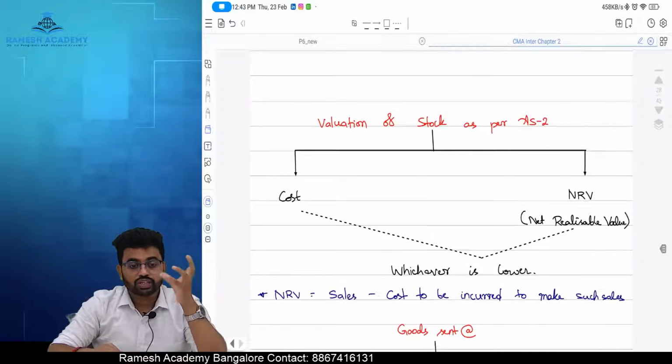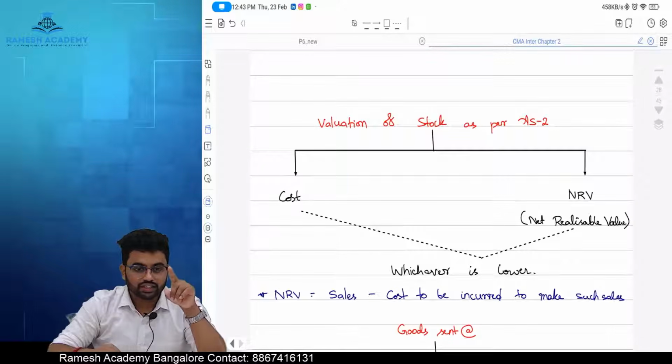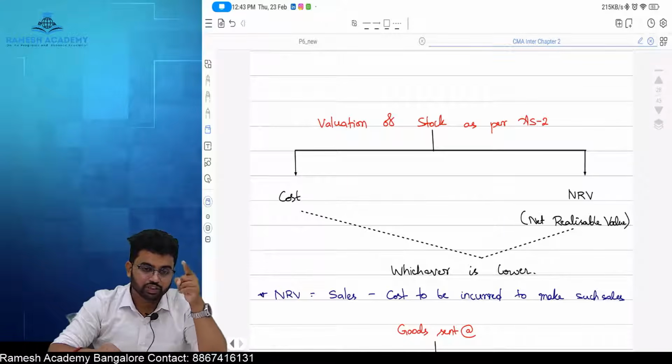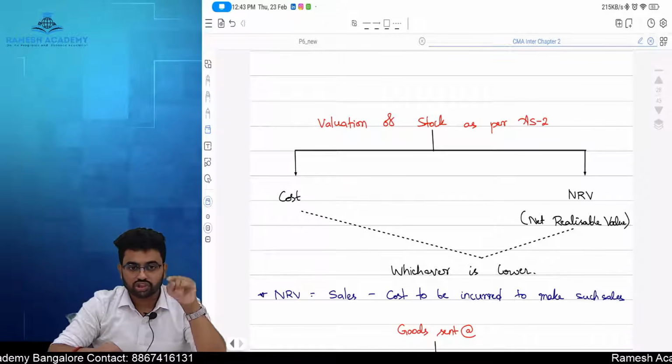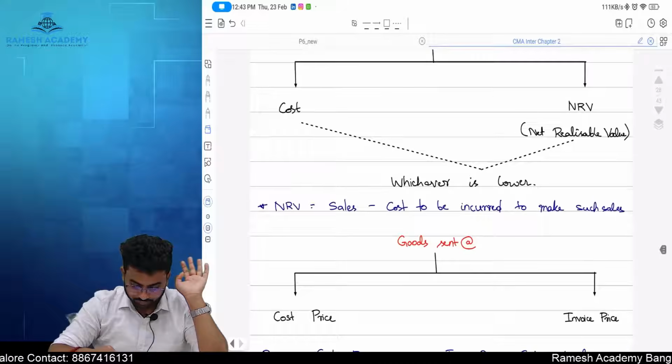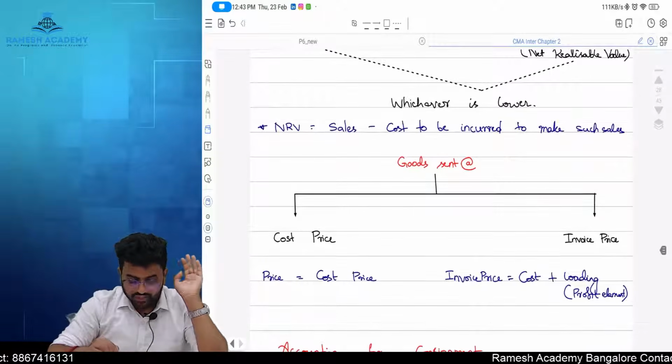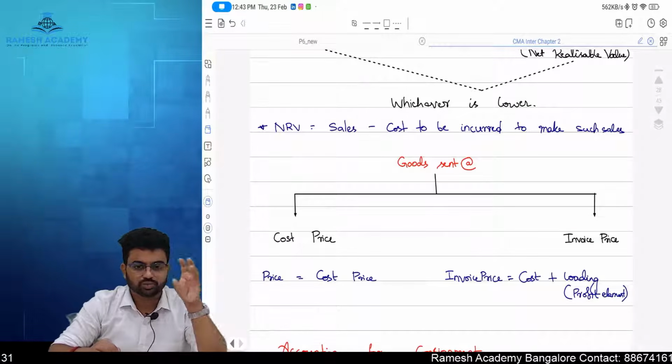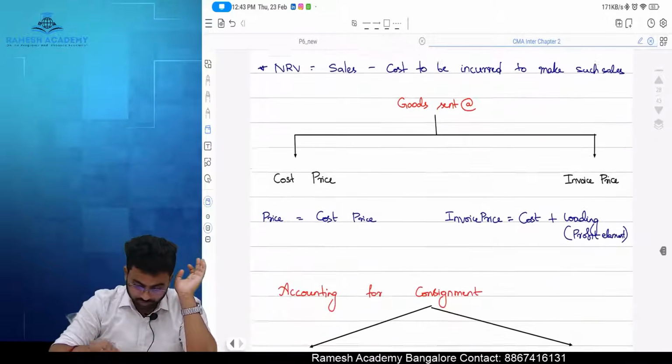So how to compute the cost, sir? Cost I already told you: non-recurring nature expense should be added while computing the cost of goods. Now goods can be sent at a cost price or an invoice price. Invoice price means what, sir? Cost price plus loading, the profit element.